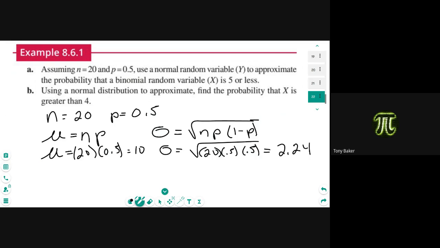Everybody understand where the second 0.5 came from? That's 1 minus the 0.5, which is 0.5. These two numbers should always add up to 1. If probability of success is 0.5, then probability of failure is also 0.5.